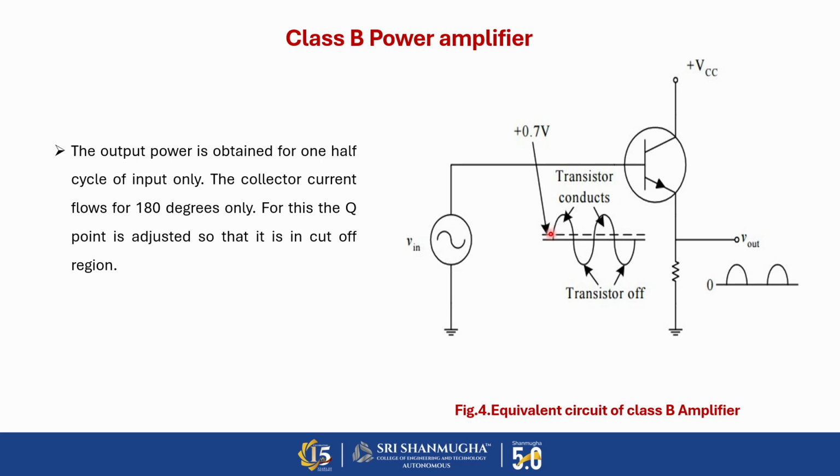The operating point is selected at the collector level, mainly at the cutoff voltage, so that when the signal is applied, the amplified output in the class B amplifier appears only in the positive half cycle. So due to this condition, in the class B amplifier we get output only in the positive half cycle, that is, half cycle. So the conduction angle is only 180 degrees. This is the function of the class B amplifier.